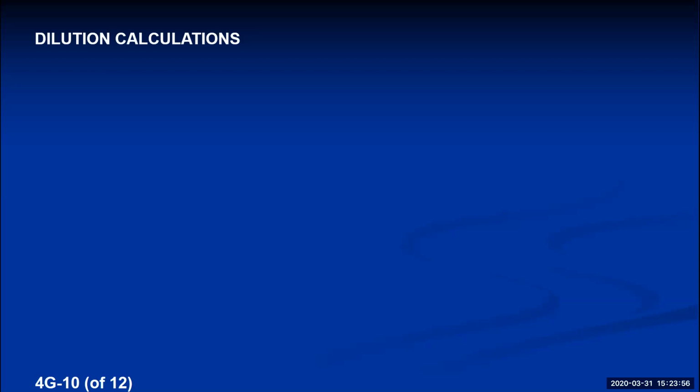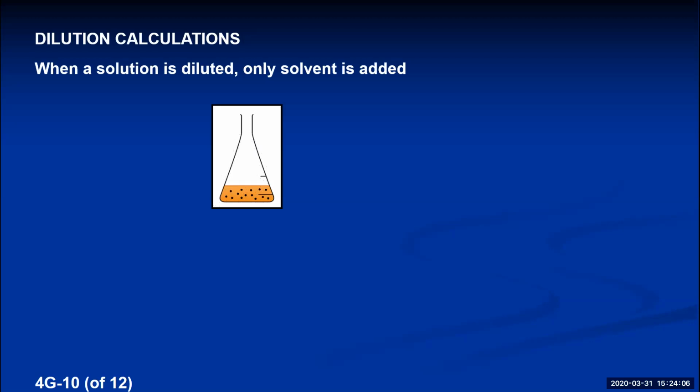But the amount of sugar, which is a solute, doesn't change. And so that's important to understand. When a solution is diluted, you only add solvent. That means the amount of solute does not change. If this is a flask that has an orange solvent and those little black dots are the solutes, and I think there's 14 of them in there, so maybe there's 14 solute molecules in there.